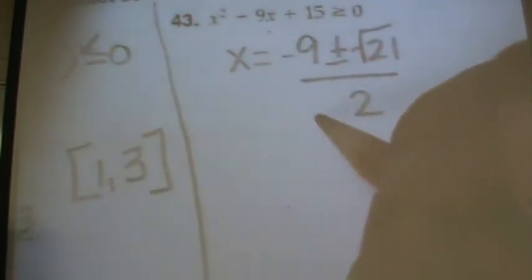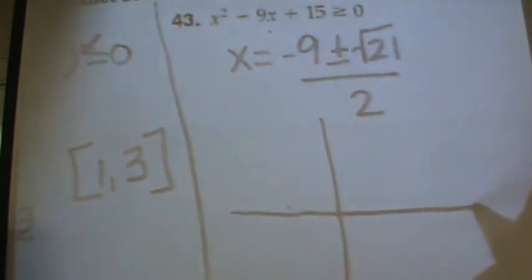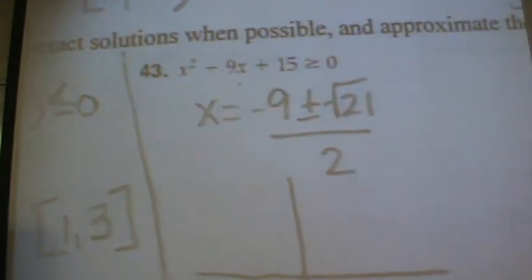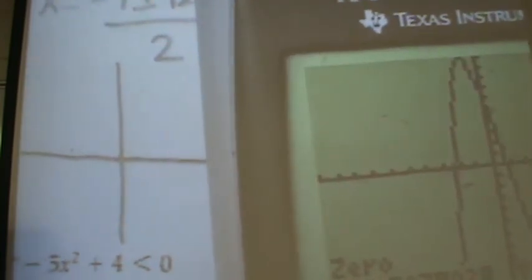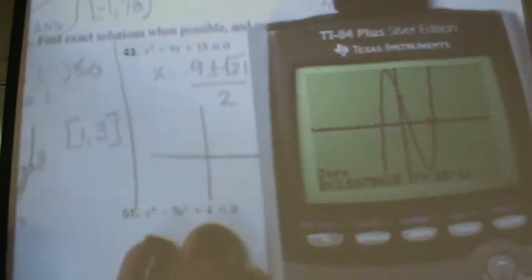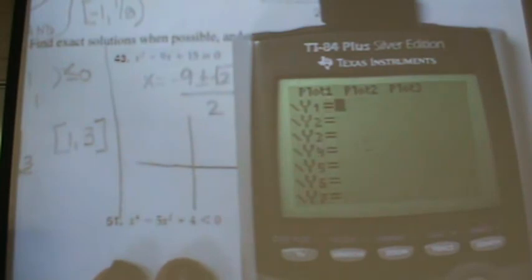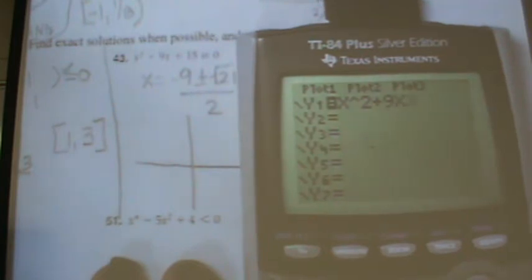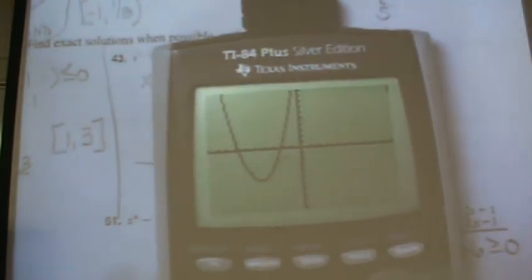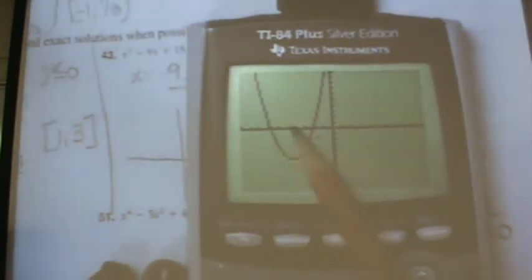Now, if you do this on the graphing calculator, I'm going to do it with this. I'm going to type x squared plus 9x, and then plus 15. Hit graph, and there are my two roots.